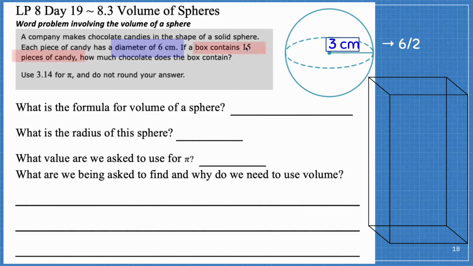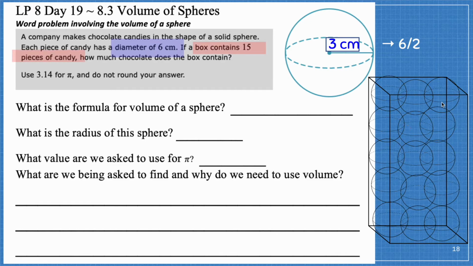And then the box contains 15 candies. So here you go. Here's your 15 candies. I kind of shoved them in there as I could. So that should be 1, 2, 3, 4, 5 rows of 3, right? So 15 different little circular candies there in my box. So what is the formula for the volume of a sphere?